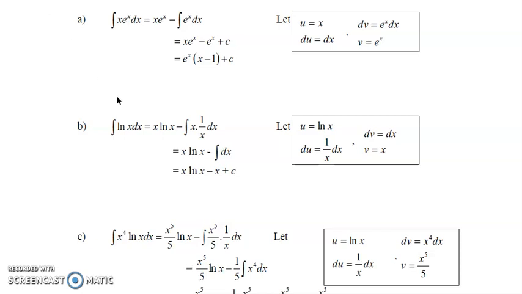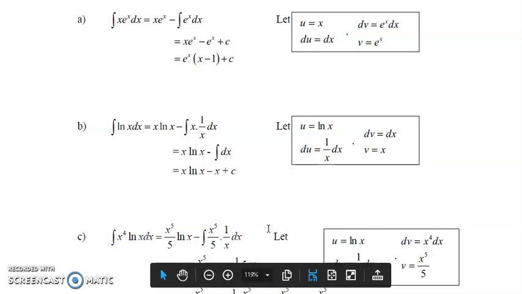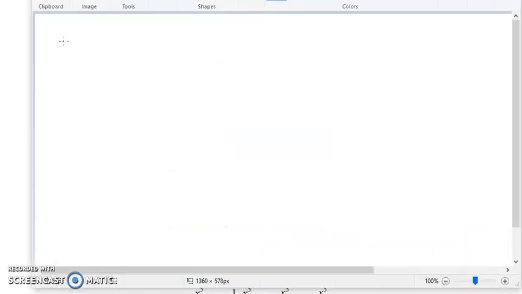Okay, so let's see the next example. We have ln x. Maybe you are going to ask, why are we still using integration by parts for ln x, since it's just one function only, right? But actually we'll have two functions in that. If you try to look here, we have ln x with respect to x.